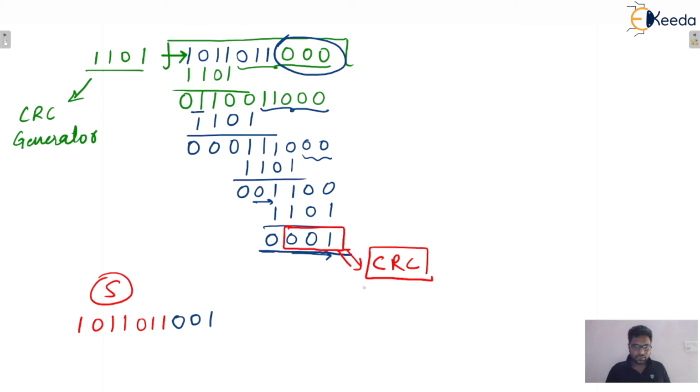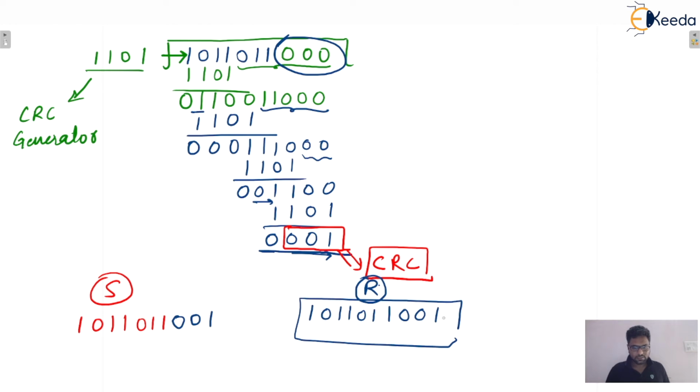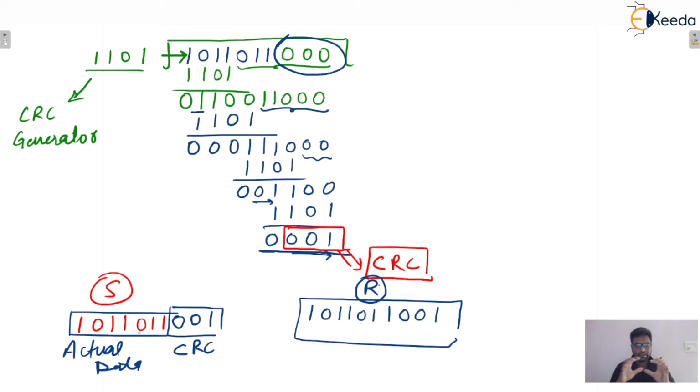Now, this data will be transmitted to the receiver. The receiver will get this particular code word. The sender sends the data along with the CRC. This is the CRC and this is the actual data. So actual data plus CRC, the complete data including CRC, is known as the code word.